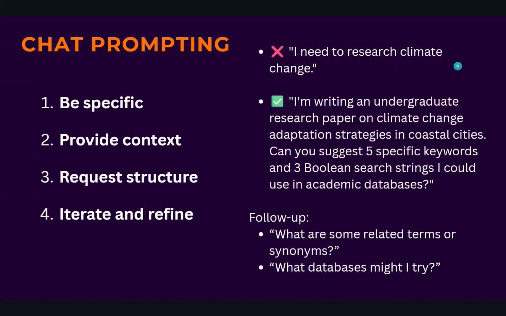Instead of saying, I need to research climate change, you might say, I'm writing an undergraduate research paper on climate change adaptation strategies in coastal cities. So you give a whole background. And then, can you suggest 5 keywords and 3 search strings that I could use in academic databases?